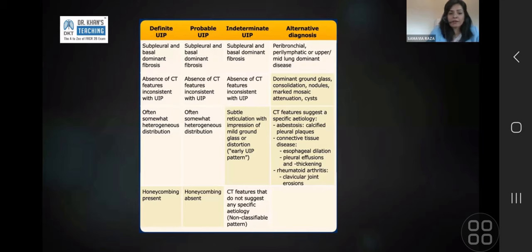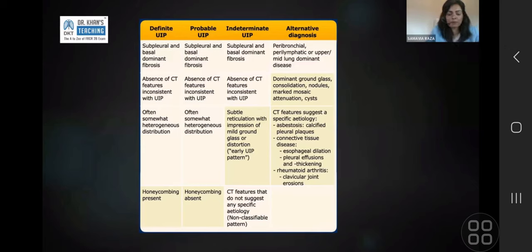You can have everything that looks like probable UIP, but there's still ground glass, slightly more than you would want to see. So you want to call it probable UIP, but you're not really 100% sure. There's some ground glass that makes you a bit uneasy, and some features that you can't really put here or there. Anything that will eventually end up being probable UIP, but today, right now on the scan, is indeterminate for UIP, gets called indeterminate for UIP.